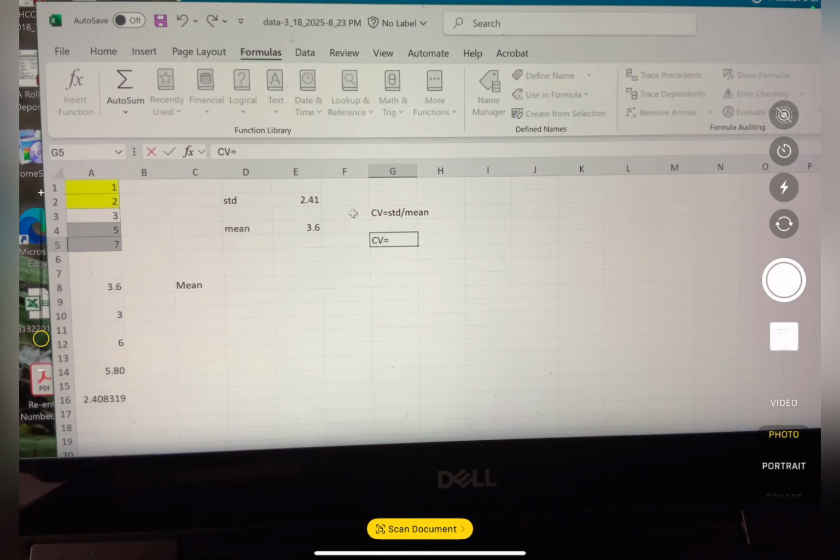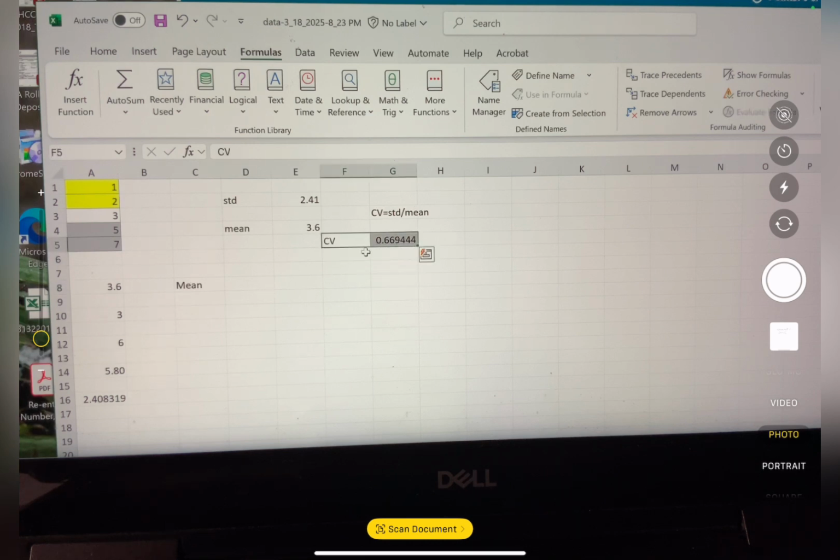coefficient of variance is equal, let's plug in numbers. So standard deviation is 2.41. Oops. So equal sign, I put STD first, unnecessary. It has to start from the equal sign. That's why it didn't take it as a formula. So 2.41, that's the standard deviation, divided by the mean 3.6. And I got 0.69. So I put a CV here. Okay, standard deviation. All right.